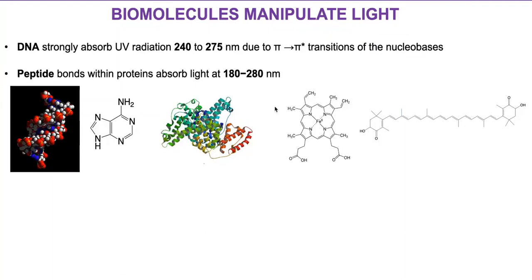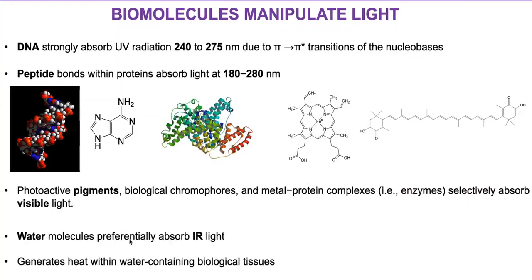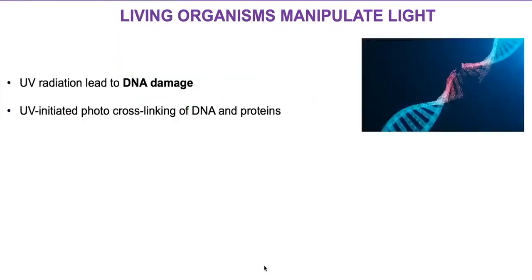Then we have metallocomplexes, such as, for example, hemes and carotenoids. They strongly absorb. They are pigmented molecules. Importantly, water molecules absorb preferentially in the IR light. And this is why we are able to generate heat. And that's what is responsible for keeping our body temperature in biological tissues.